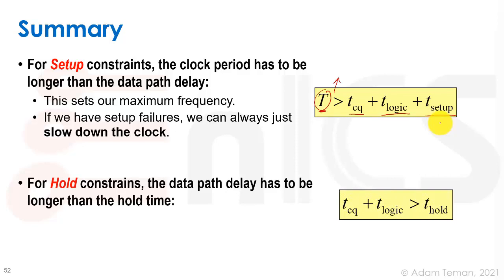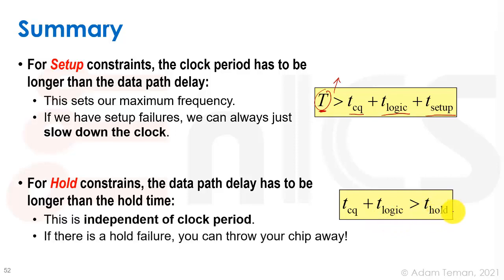For hold constraints, on the other hand, the data path delay has to be longer than the hold time. So we have TCQ plus T logic. This again is the register propagation delay and the logic propagation delay, where this is the smallest logic propagation delay under the fastest conditions, and that has to be larger than T hold. As you see here, there is no clock period in this equation, and therefore if you for some reason have a hold failure, and we'll see why in a minute, you cannot do anything about it. You actually have to throw your chip away. Hold failures are really bad, and that is the largest cause of headaches for chip companies, and you're not able to fix them post-silicon.